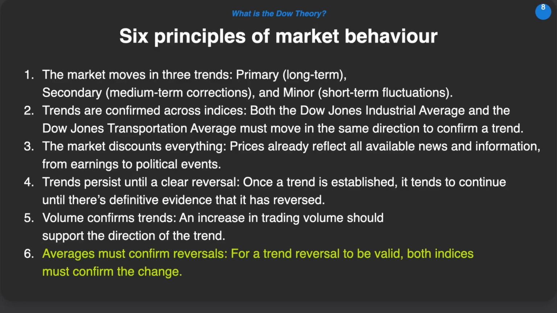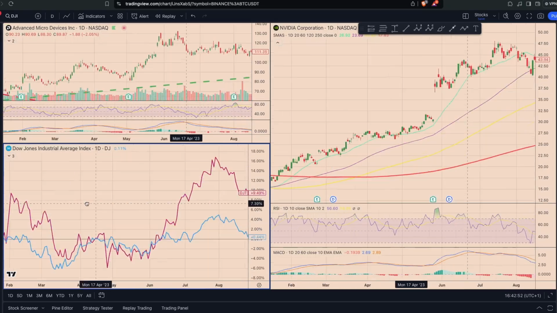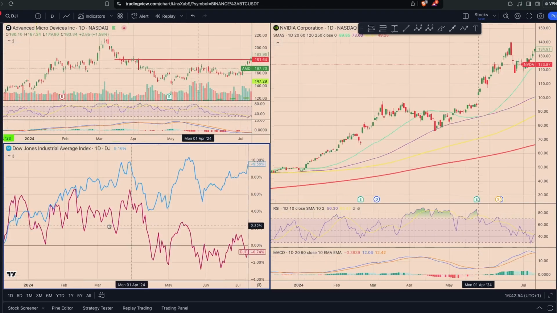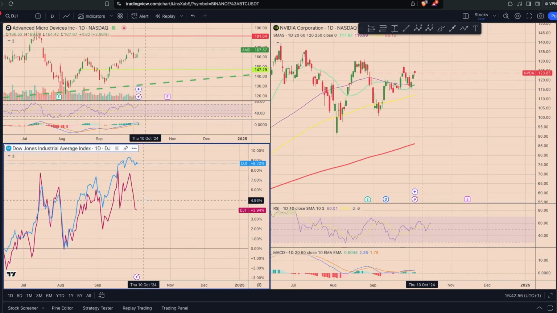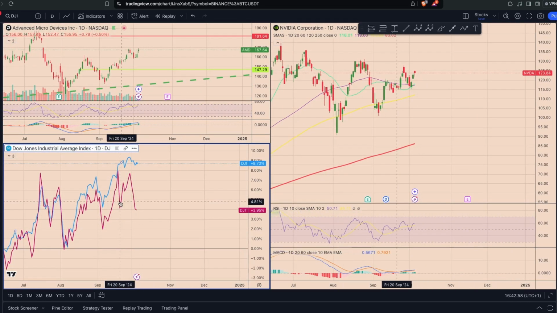Number 6 is averages must confirm the reversals. So for a trend reversal to be valid, both indices must confirm the change. Where we are right now, as we showed earlier, it's all looking good and price is continuing to go up and look nice and strong. So that is the Dow Theory in a nutshell. That is the 6 points, the 6 principles of Dow theory.